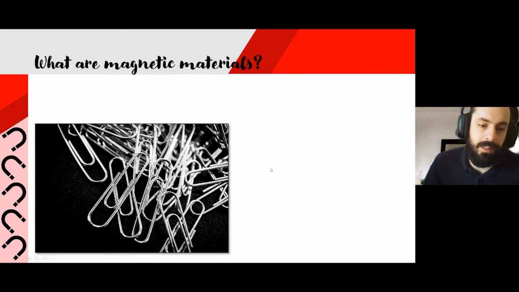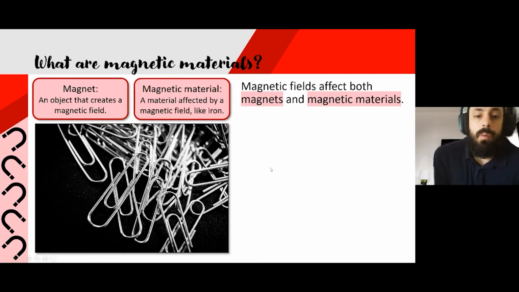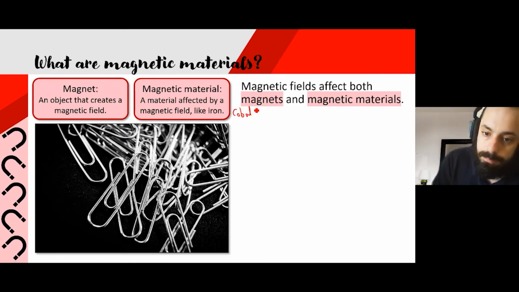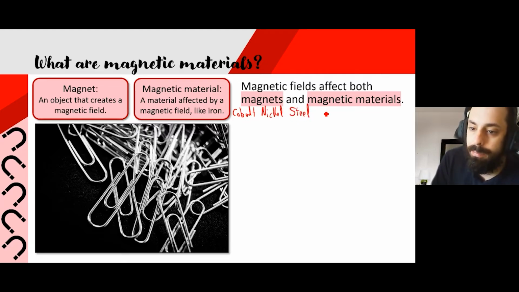Okay, so let's continue with this. Once again, a magnetic material is a material that is affected by a magnetic field, like iron. Now, you remember the others I mentioned? Cobalt, nickel, and which one was the other one, guys? This is not an element, but it contains one of these metals, and that's steel. Okay, steel is also magnetic because it contains iron.